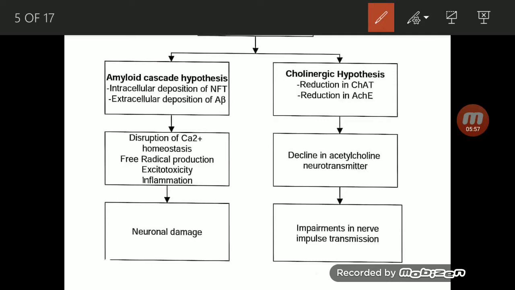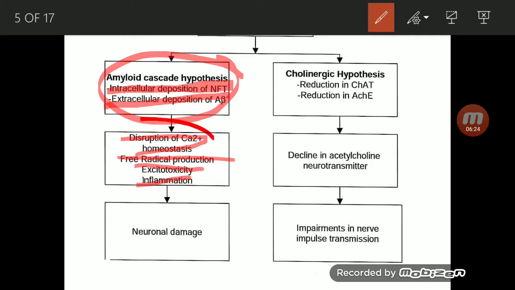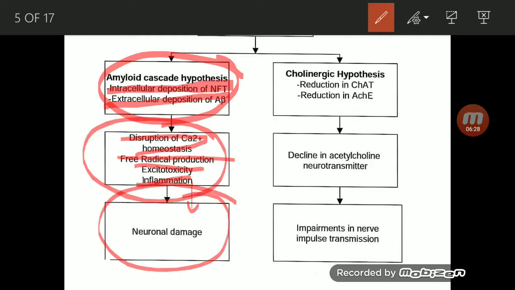This basically deals with the intracellular deposition of neurofibrillary tangles and the extracellular deposition of amyloid beta plaques. Because of accumulation of these two proteins, there is disruption of calcium homeostasis, increased production of free radicals, excitotoxicity occurs, inflammation occurs, and because of all these factors there is going to be neuronal damage.